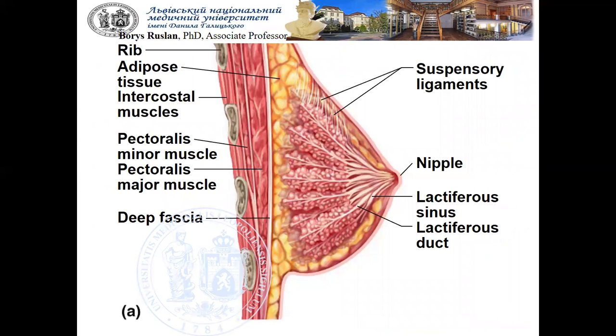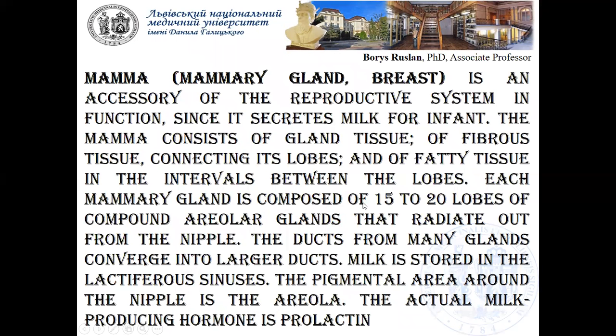And what about the mammary glands? Mammary glands. So you can see the nipple, right? Lactiferous sinus, right? Lactiferous duct, suspensory ligaments. So what about these organs? The mammary gland is an accessory of the reproductive system and its function is the secretion of milk for the infant.